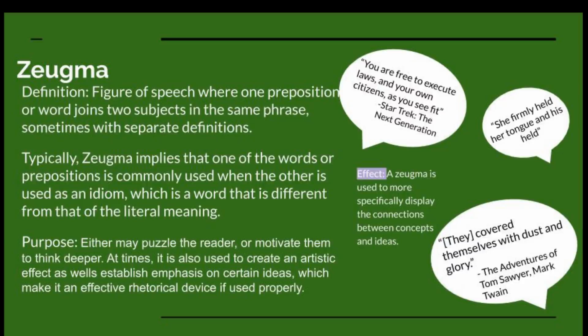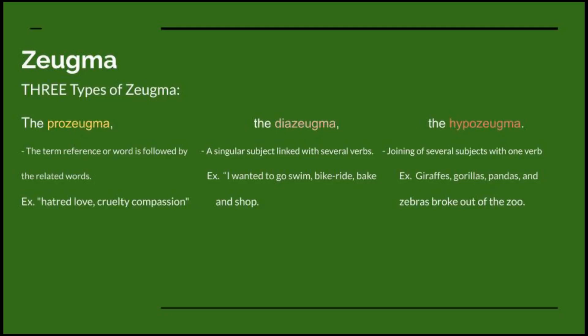The purpose of a zeugma either may puzzle the reader or motivate them to think deeper. At times, it is also used to create an artistic effect as well as establish emphasis on certain ideas to make it an effective rhetorical device if used properly. Before we move on to the examples, there are 3 types of different zeugmas that are all very effective, but can be used in a different style from one another.